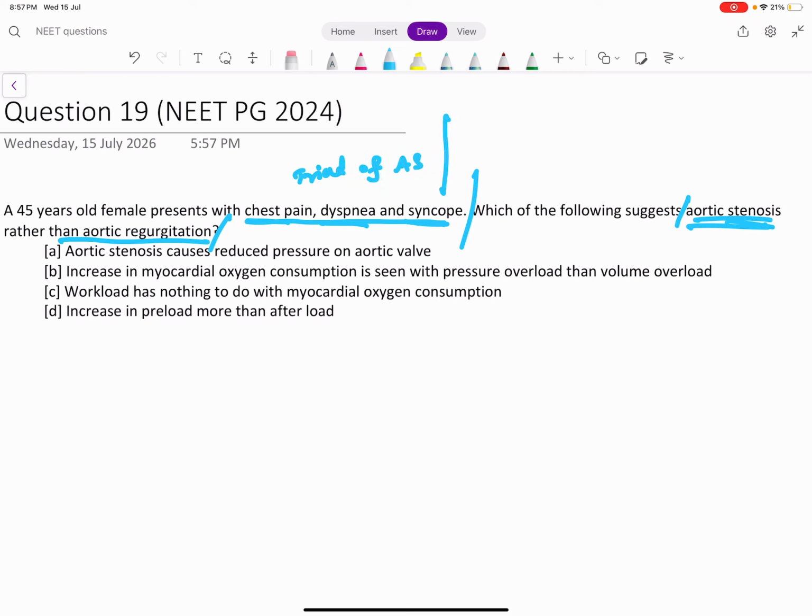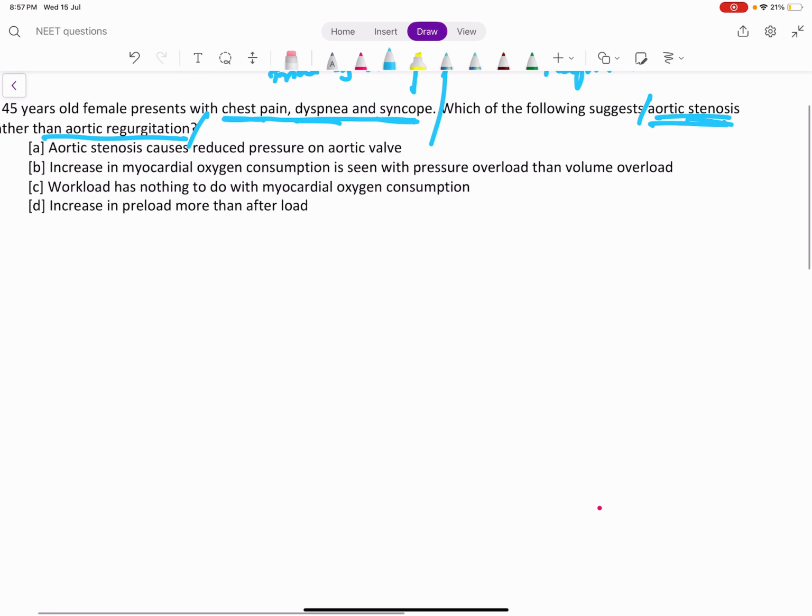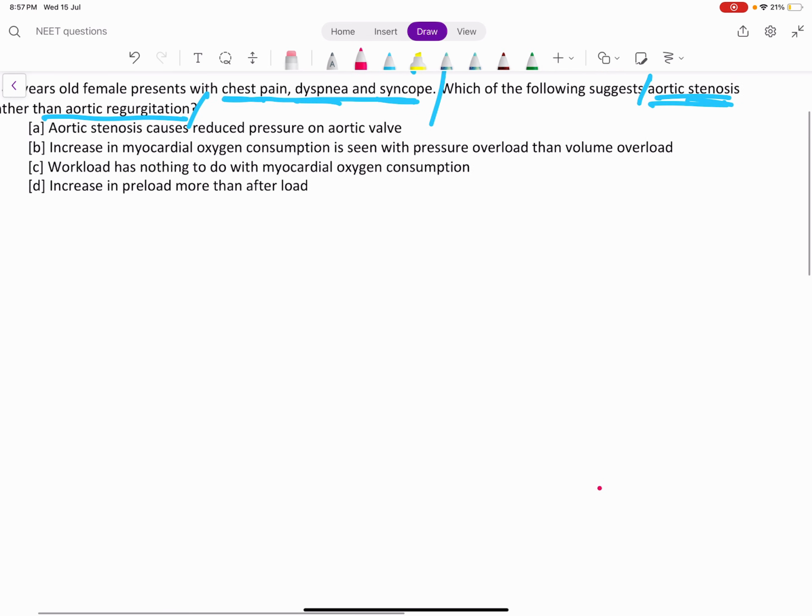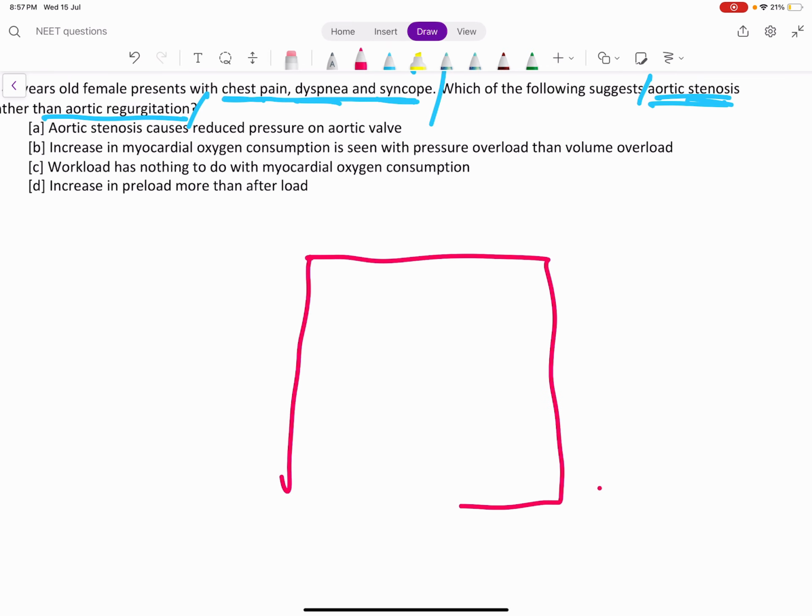And we also have a triad of aortic regurgitation, which is chest pain, dyspnea and palpitation. Syncope occurs in aortic stenosis, palpitation occurs in aortic regurgitation. So we'll just discuss pathology. I am drawing a box diagram of the heart.